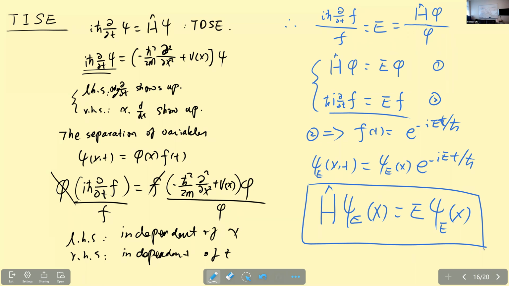And immediately you can see that E has an interpretation of energy, because for this oscillating factor, if we consider a plane wave, E is just h bar omega. So E has the interpretation of energy.